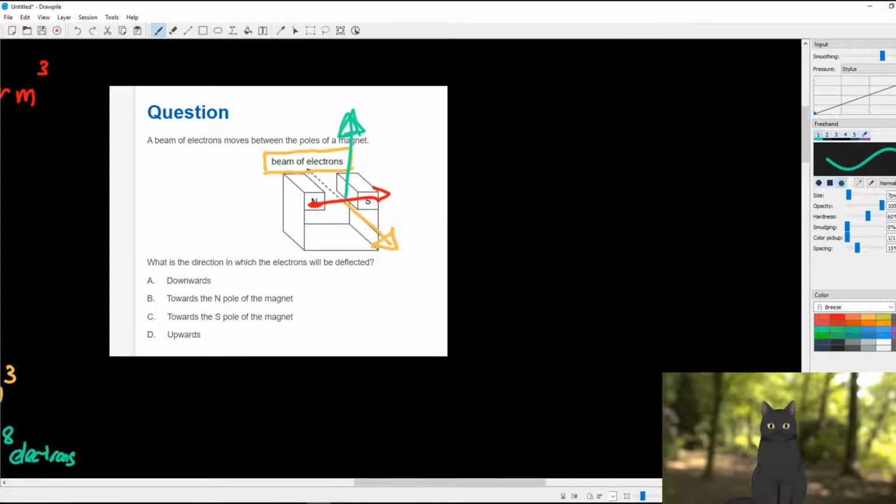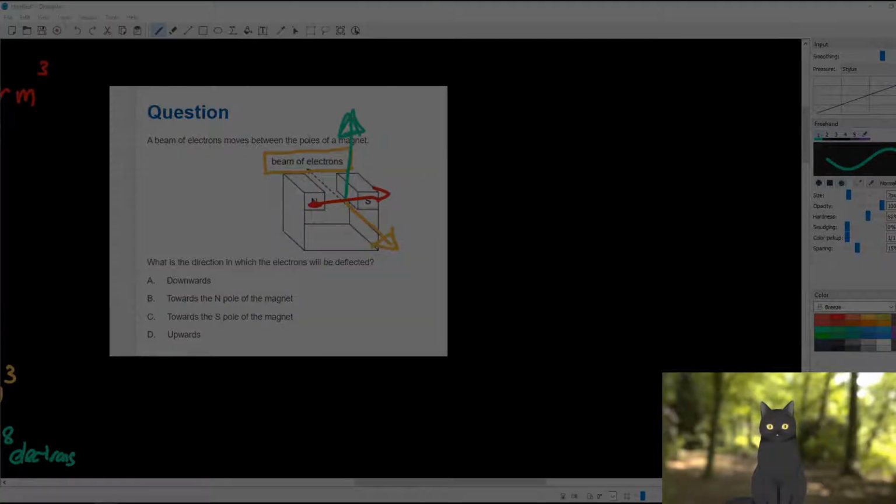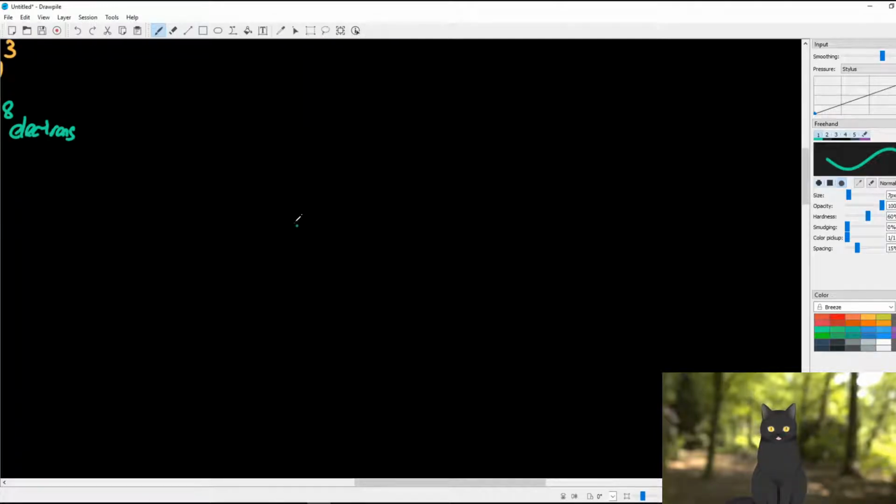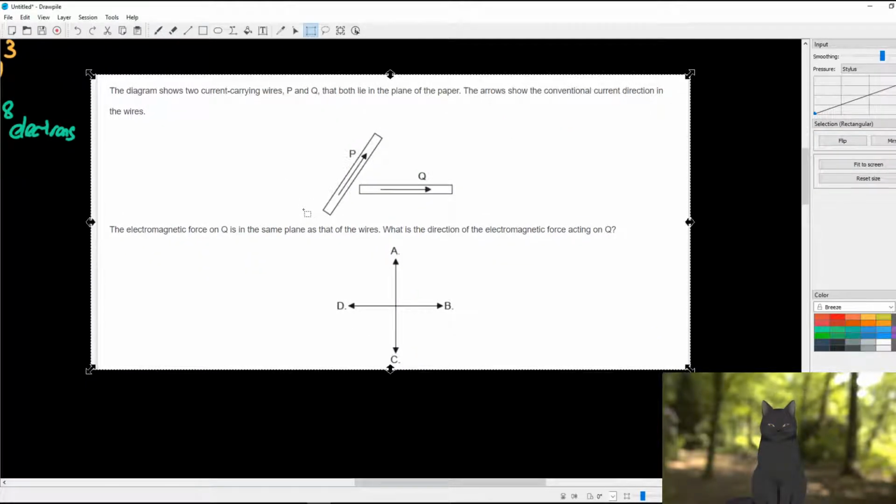Yeah. Okay, good. Then the other one is, the diagram shows, let me shift this. Okay, the diagram shows two current-carrying wires, P and Q, showing the conventional current. The electromagnetic force on Q is in the same plane as the wire. What direction will the force on Q be?